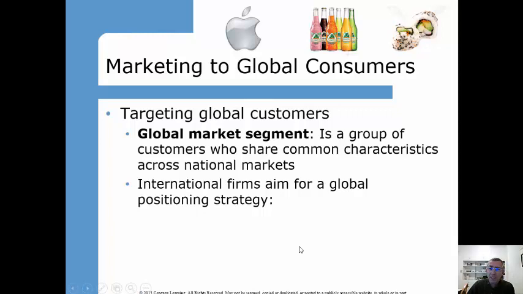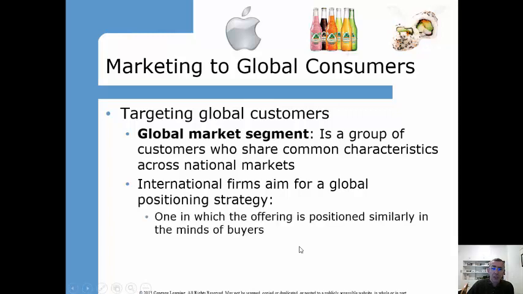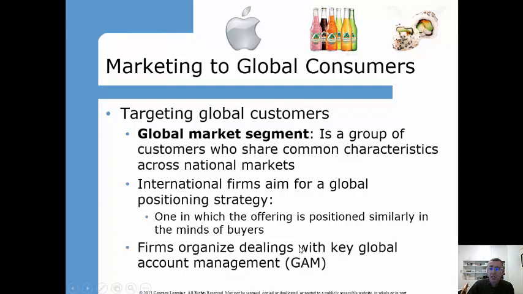The international firm aims for a global positioning strategy, in which the offering is positioned similarly in the minds of buyers. And so these brands are going to often try to position themselves, and again, I'm just using examples, I know sushi is not a brand, but they are going to be positioned similarly in the mind of buyers.